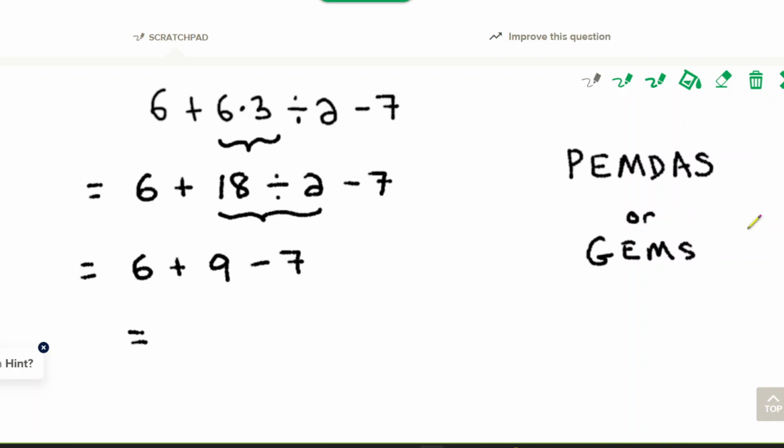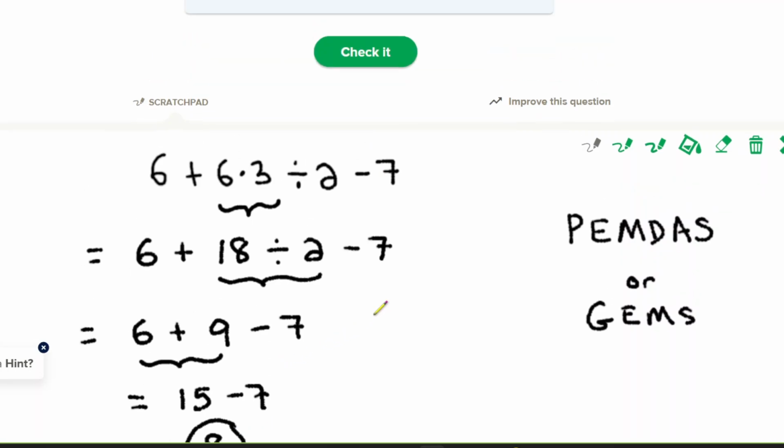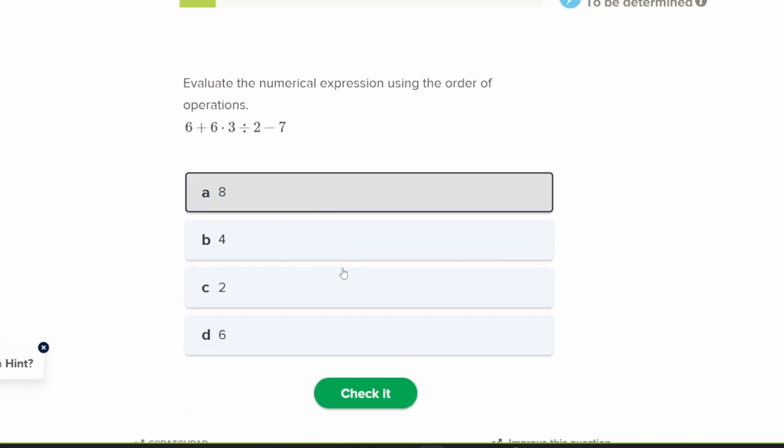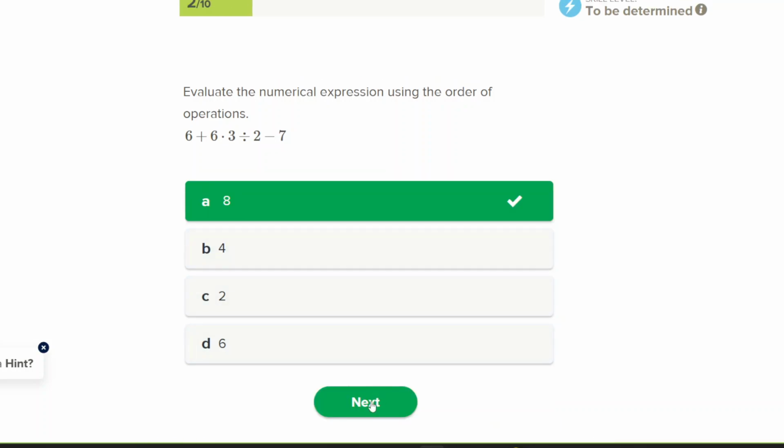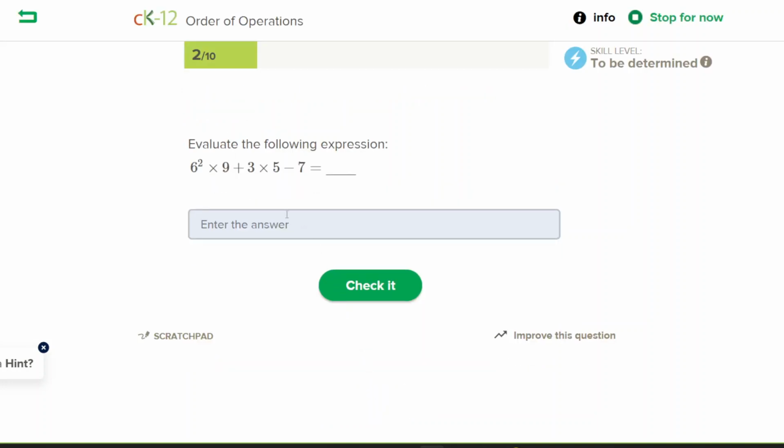Okay, and then finally, we have addition and subtraction. I'll do it from left to right: 6 plus 9 is 15. And then the last step here is subtraction. 15 minus 7 would be 8. So the value of this expression that was given to us in the beginning would be 8. And that is choice A here. Let's check it out. Great. All right, so moving on. Example 3. Here we go.